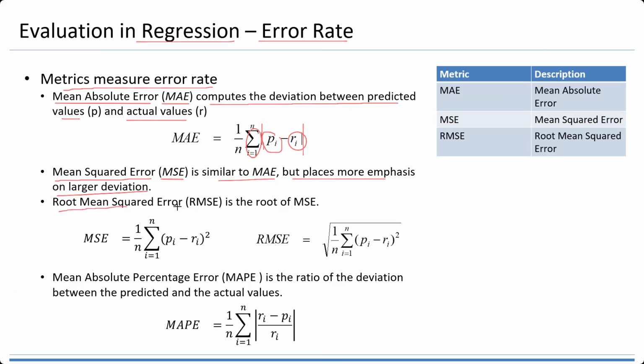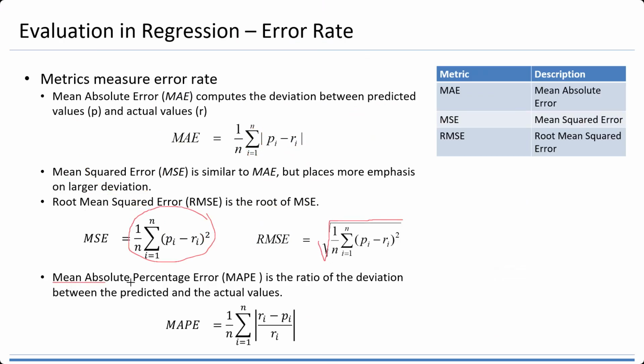The RMSE, or root mean square error, is the root of MSE. So this is the formula. We have the P, which is the predicted values, and R is the actual values. And then we do the square. At the end, we can also do the RMSE, or root mean square error. So this result, we will do the root. So that's the meaning by root mean square error.